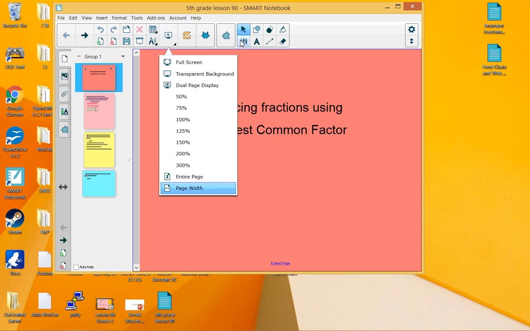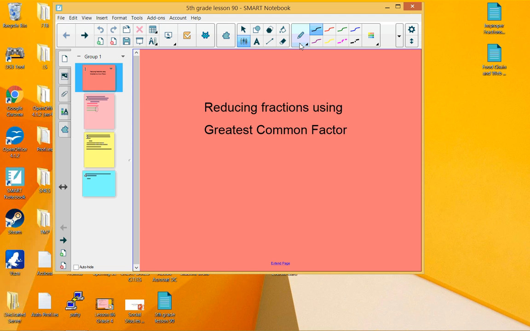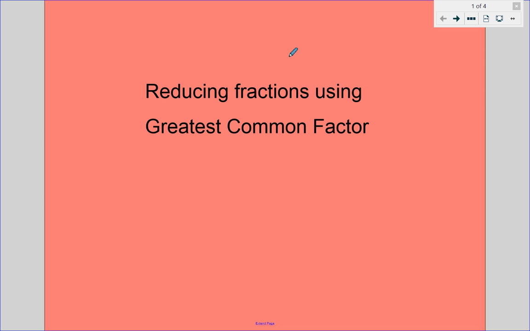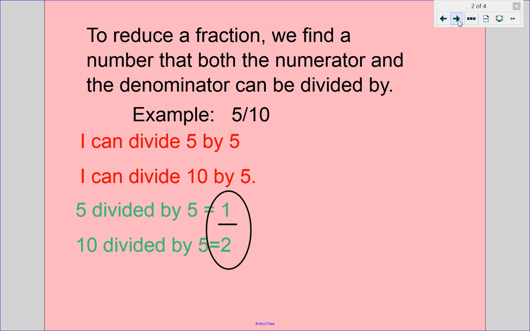We are going to be looking at reducing fractions and using the greatest common factor. So hopefully we remember what the greatest common factor is. The greatest common factor is that number that both of them can be divided by. That's the largest number the numerator and denominator can be divided by.